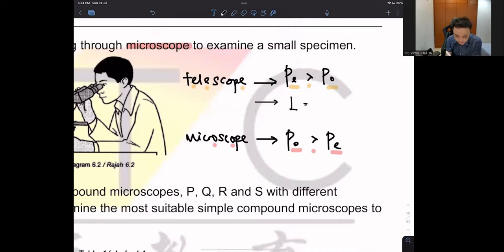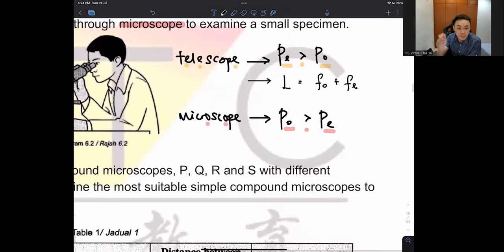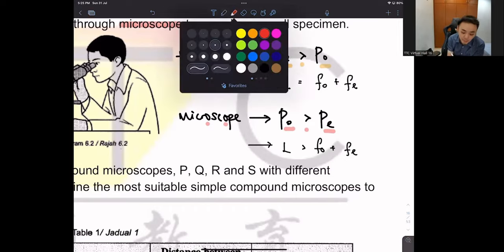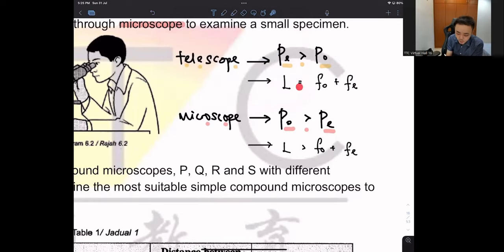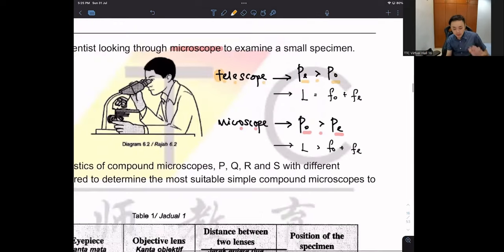Okay? Now, next thing is, for telescope, the second point you must know is that the distance between your two lenses is FO plus FE. Yes, the distance between two lenses must be focal length of objective plus eyepiece. Whereas for microscope, it will be L more than FO plus FE. Okay, this one you need to memorize a bit. How I remember, I just remember one, because normally you confuse between the equal and more than. So when I see T, I remind myself the telescope must be FO plus FE. And then for microscope, the other way around, just more than. That's it. Okay, now come.